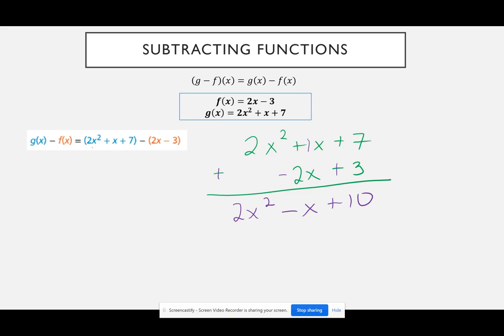You do get the same thing if you do it horizontally. Just remember that 2x squared has no like terms, so you keep it. And if you're doing the changing sign method, just make sure that you change this to a plus and then these become the opposite signs. You only change the second one, okay? And then you would keep on going from there. But like I said, I think vertical is a little bit easier. It's completely up to you, whatever way you prefer.